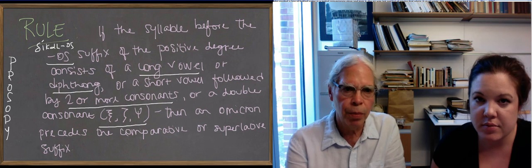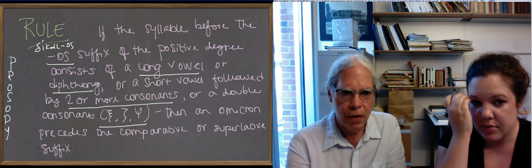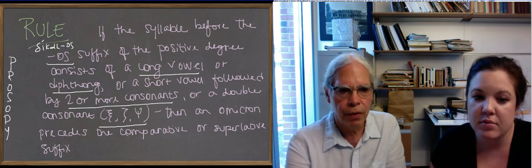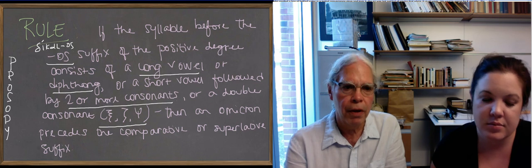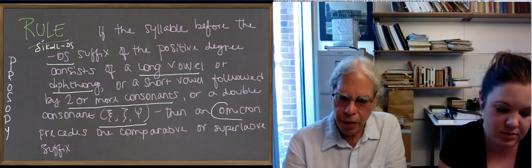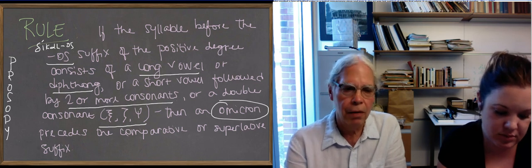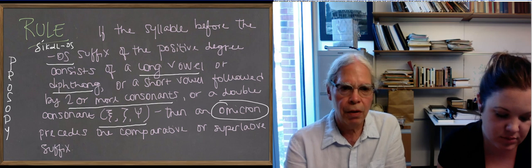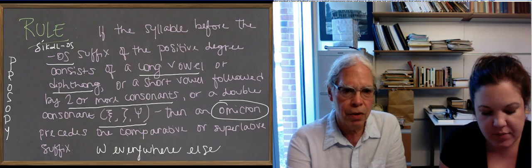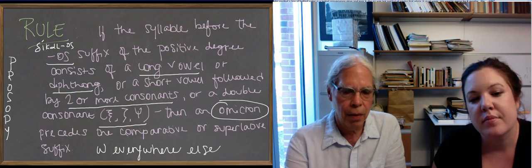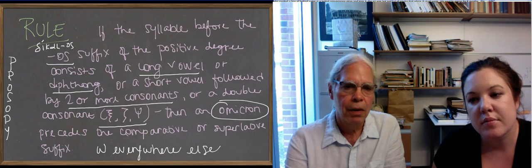So if the syllable before the -os contains a long vowel or a diphthong or a short vowel followed by two or more consonants or a double consonant, then you have an omicron before the comparative or superlative suffix. Otherwise, you have an omega. So we just state that rule in this way, and you've got to meet one of these. If you meet one of these three conditions, then you have an omicron. Otherwise, you have an omega.